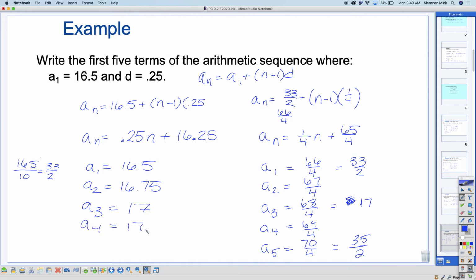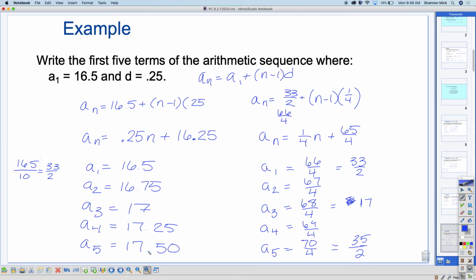You just go up like 0.25. Now, this is fine. You can do this. But what if I didn't ask for 1 through 5? What if I asked for 15 and 28 and 99? Doing the decimals would be harder to do, wouldn't it?